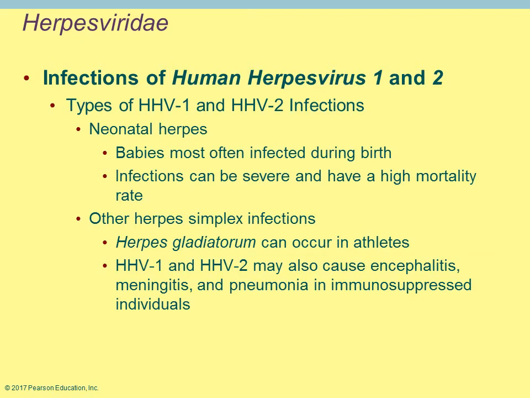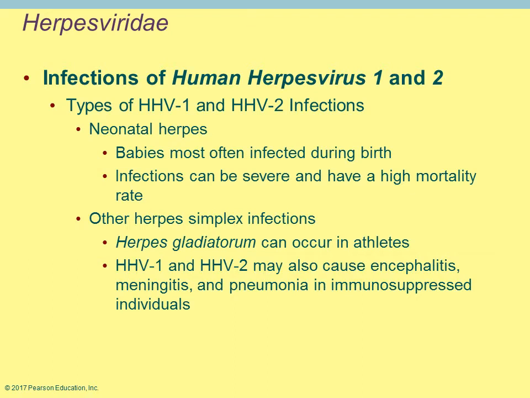Neonatal herpes, most babies become infected during birth. This infection can be severe. A newborn's immune system is not 100% working yet, and so any infection is going to be more severe in a newborn. If they know the mother is infected, they may consider doing a C-section versus having a natural childbirth to prevent the infection passing from the mother to the child.